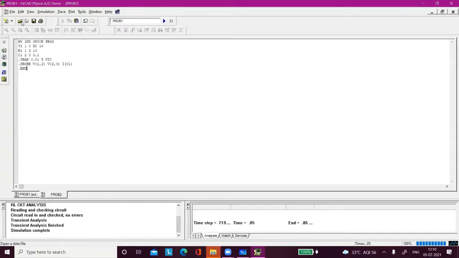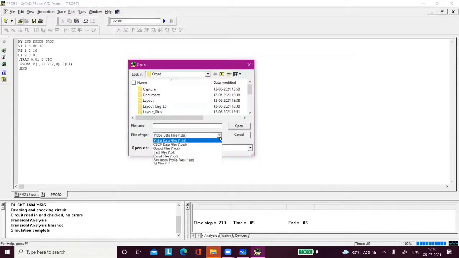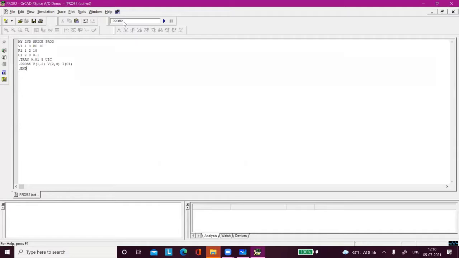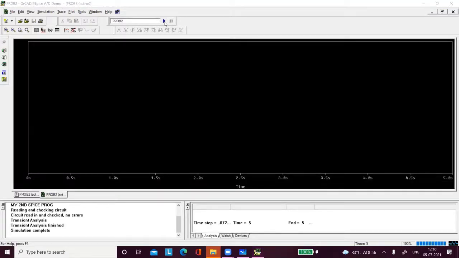So again, you go to open, write the circuit file, select problem 2, open. Now look here, the current simulation has become problem 2. Is it clear? Remember that: first you save with .cir, then open the file. Otherwise, it will not be activated. Now you run. So look, your program is correct, that's why you're getting the black window.